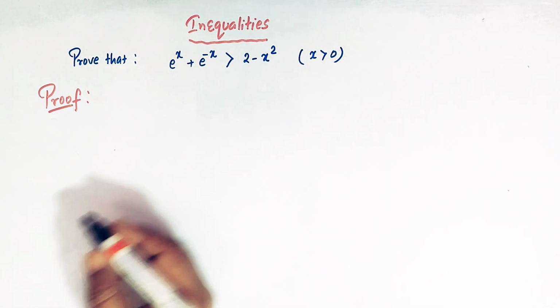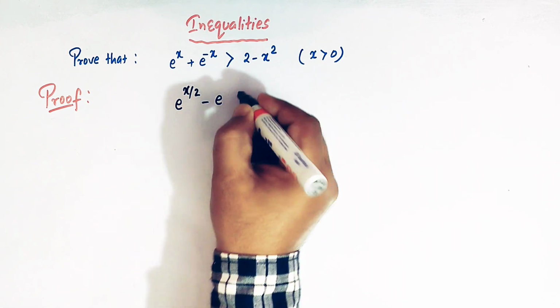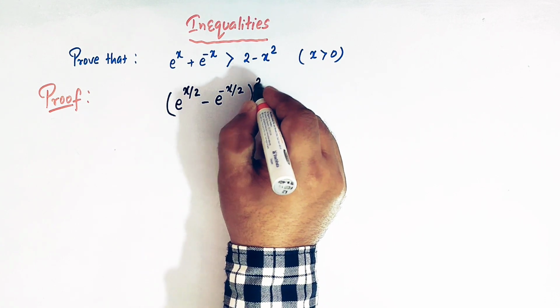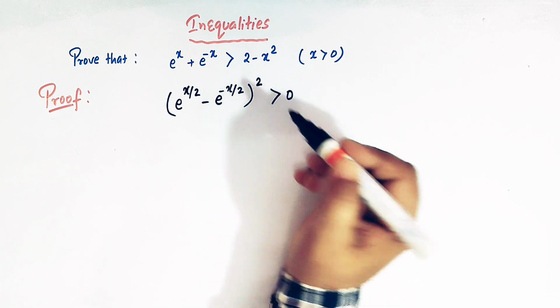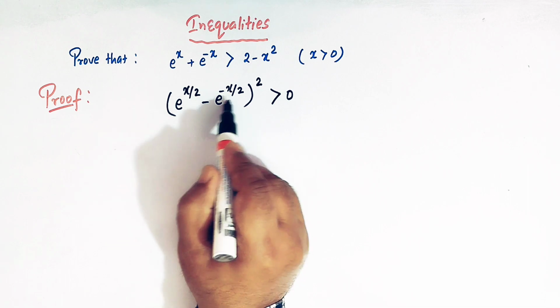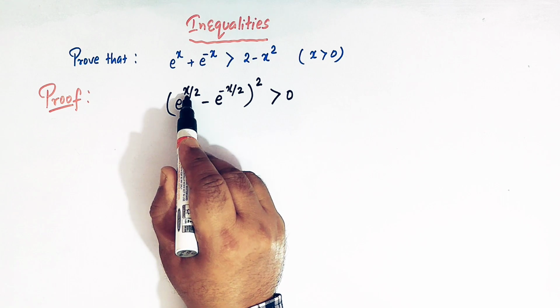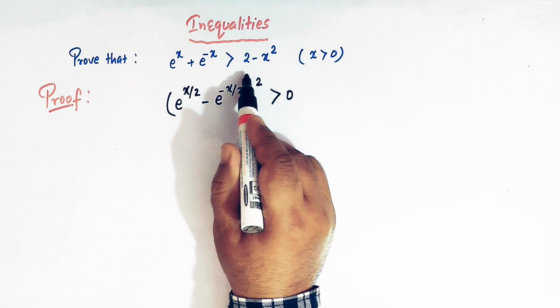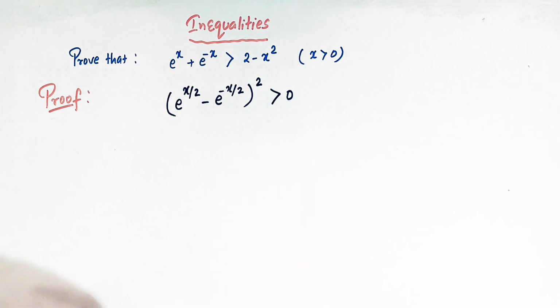Now let us consider the quantity (e^(x/2) - e^(-x/2)) whole squared, and this quantity is obviously greater than or equal to 0. Because here we have the difference of two quantities, e^(x/2) and e^(-x/2), and being a square term, this term is always greater than 0.